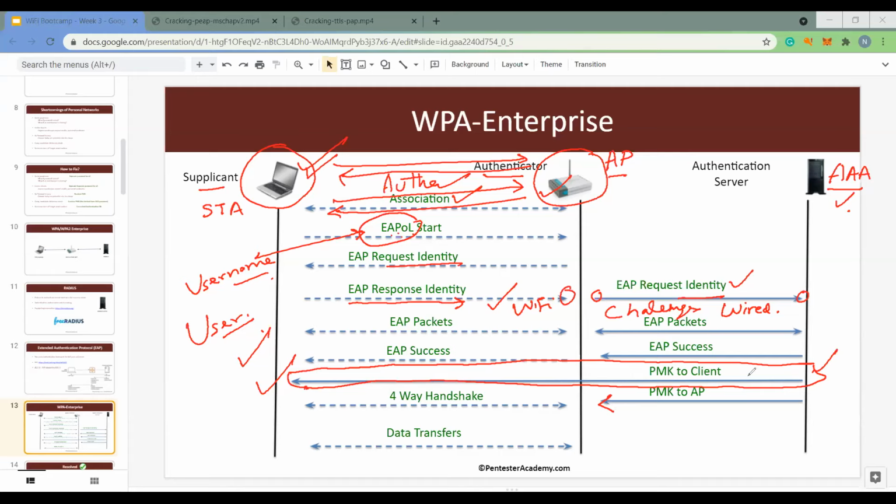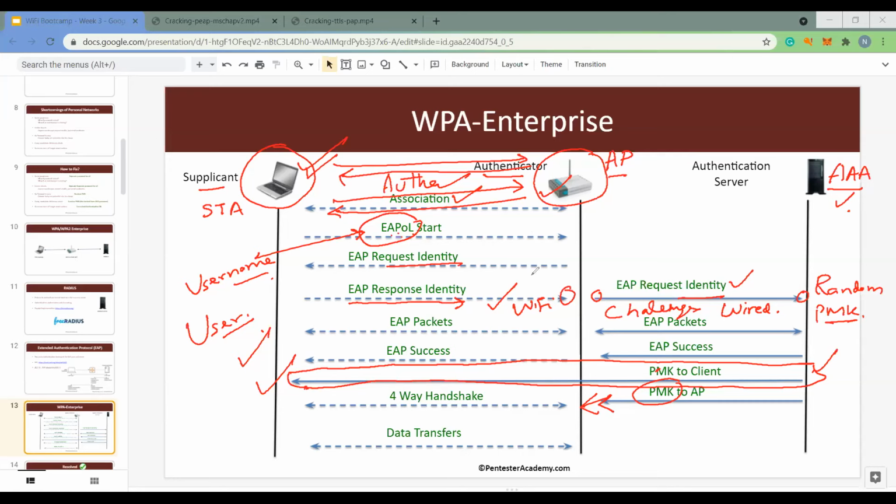And at this point, through this tunnel, the AAA server will generate a random PMK. The random PMK is generated and given to the client through the tunnel, through this secure media. We will talk about what it is, don't worry. This is just an overview of the process. And then the same PMK is also given to the access point. Why? Because obviously they both need the shared secret, right?